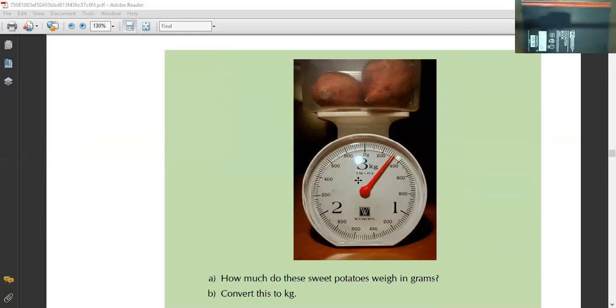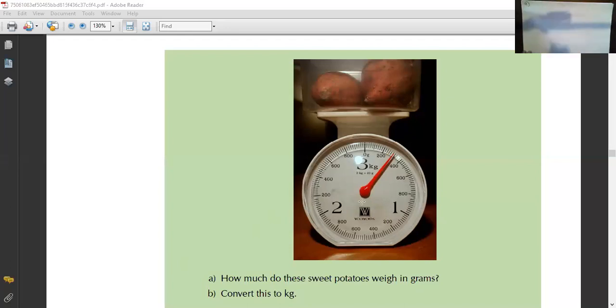Okay, so I have a question that says, how much do these sweet potatoes weigh in grams? Okay, so we have to look at the scale again. Like I said, this is where we are now making use of those divisions we talked about. We need to calculate the divisions. We need to count them carefully. Okay?